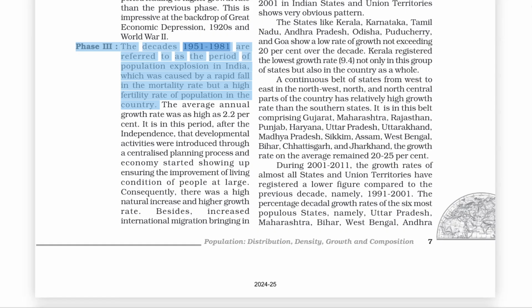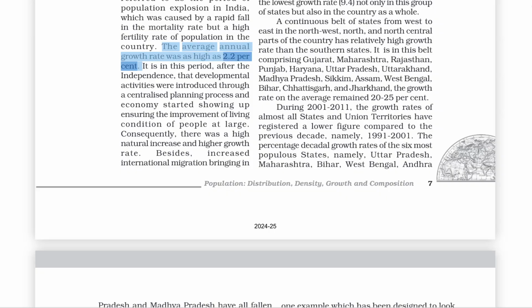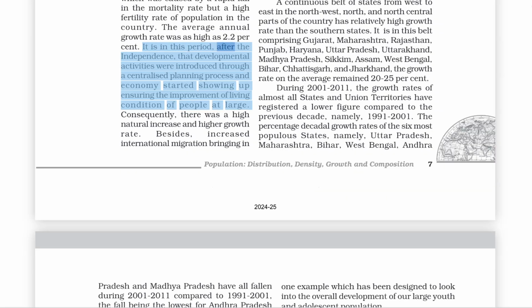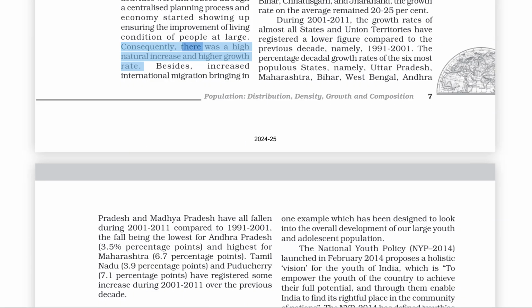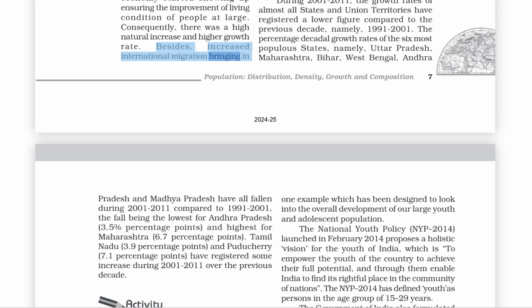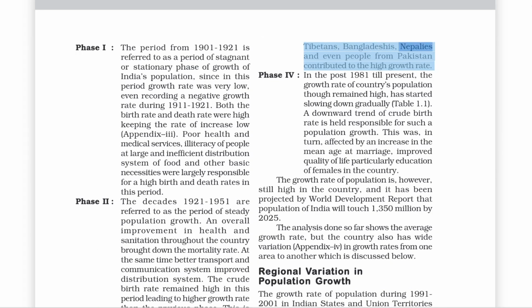Phase 3, the decades 1951 to 1981 are referred to as the period of population explosion in India, which was caused by a rapid fall in the mortality rate but a high fertility rate of population in the country. The average annual growth rate was as high as 2.2%. It is in this period after independence that developmental activities were introduced through a centralized planning process and the economy started showing up, ensuring the improvement of living condition of people at large. Consequently, there was a high natural increase and higher growth rate. Besides, increased international migration bringing in Tibetans, Bangladeshis, Nepalis, and even people from Pakistan contributed to the high growth rate.